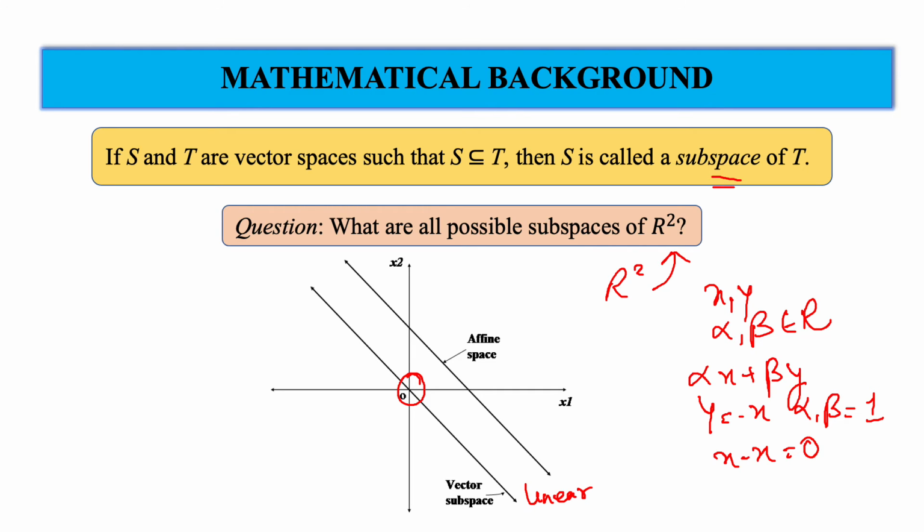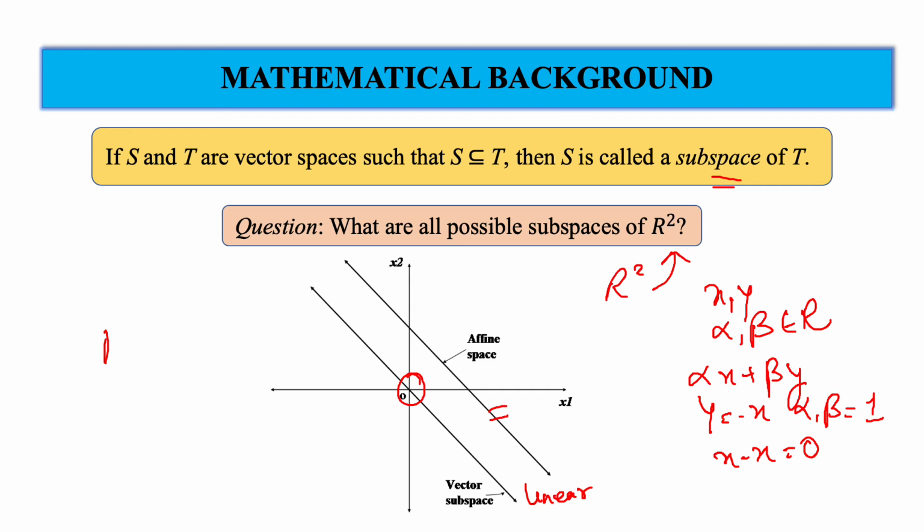Now if you translate this subspace, it no longer remains a subspace, because the origin does not belong to it. This line doesn't cross the origin, so this is not a subspace anymore. It is an affine space. So an affine space is just a translation of a linear space.